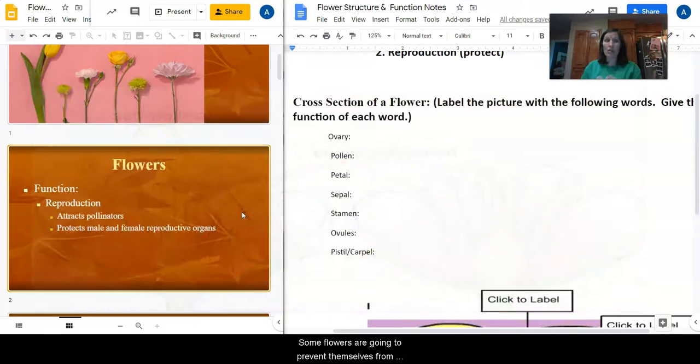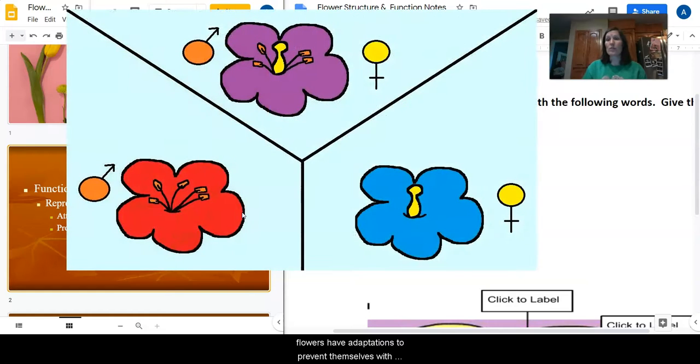Some flowers are going to prevent themselves from self-pollinating because if a flower pollinates itself, it's not going to get as much genetic variation. And remember, we like genetic variation because it drives evolution. So some flowers have adaptations to prevent themselves. In some flowers the male part will produce and stay producing pollen, male gametes, for a while, and then those will go away, and then the female part will pop up. So some of them have adaptations to prevent self-pollination.